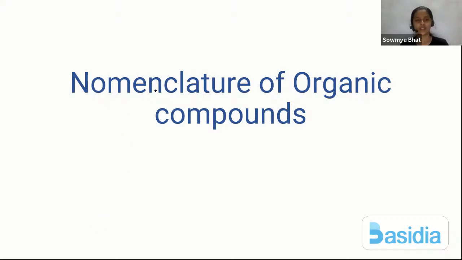Hello everyone. The topic which we are going to take up today is nomenclature of the organic compounds. As far as any competitive exam is concerned in chemistry, whether it is NEET, CET or JEE, there is a guaranteed question from the nomenclature of the organic compounds. We have to see why this nomenclature is very important.